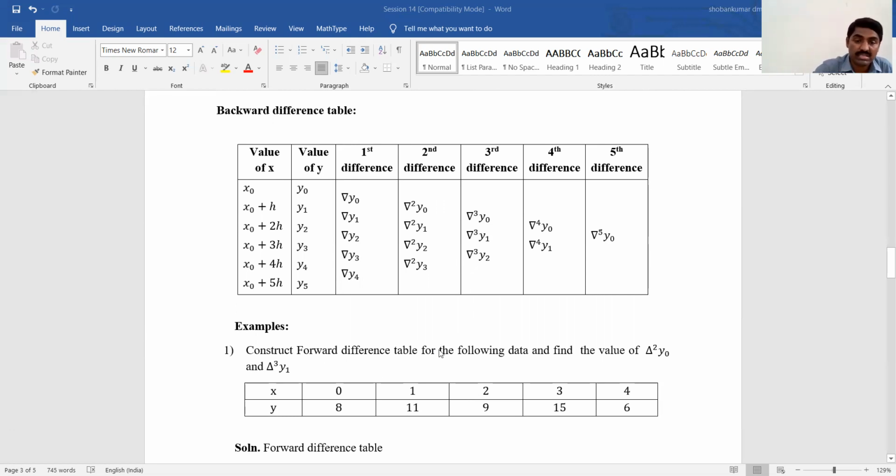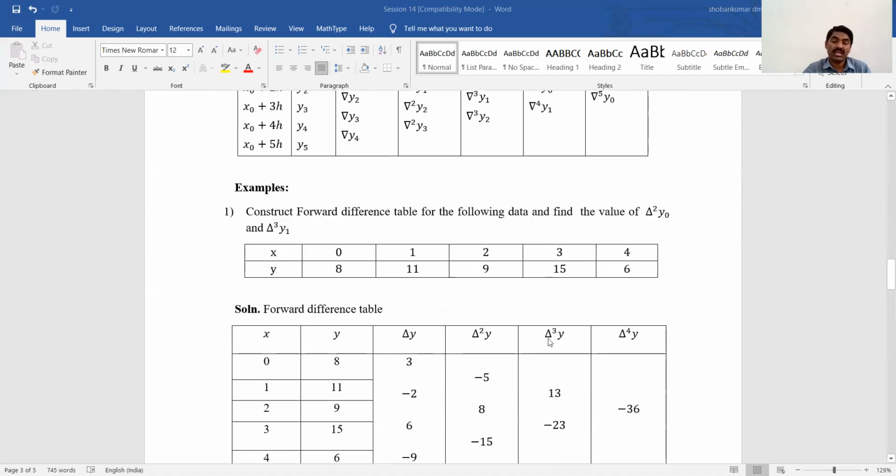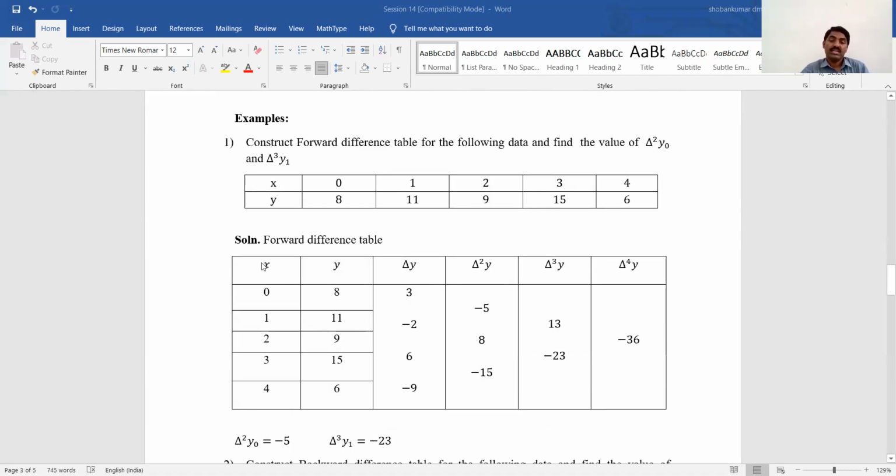Now I have to discuss some examples. Construct forward difference table for the following data and find the value of delta square y0 and delta cube y1. Here the table is given, x and y are given. Here arguments are 0, 1, 2, 3, 4 and y is 8, 11, 9, 15 and 6. Now we can write the table.